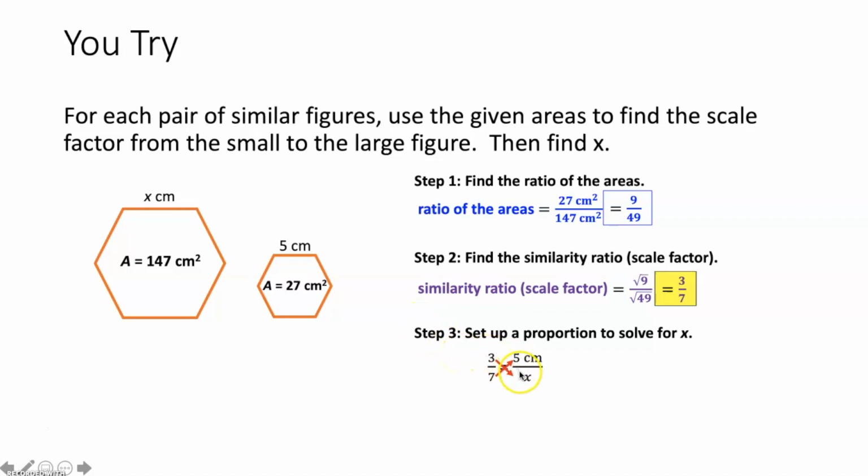So here, 3 times x is going to give you 3x, 7 times 5 is going to give you 35. Divide both sides by 3, you get x is equal to 35 over 3, or 11 2/3 centimeters.